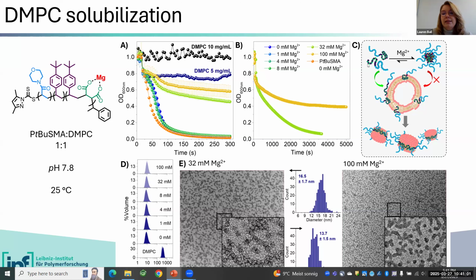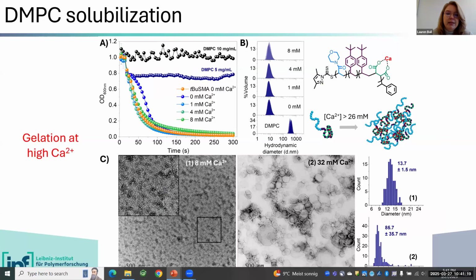So we hypothesize that there is some equilibrium between free chains and micelles, where depletion of free chains into the solubilization essentially pushes this equilibrium back from micelles to free chains, allowing for a slower but ultimately successful solubilization. We did repeat this for the calcium series, but as I said before, this copolymer becomes a gel after 16 millimolar calcium, and so we could only really show that it can be employed for solubilization up to 8 millimolar, which is pretty much still within the applied range for just tert-butyl SMA copolymers.